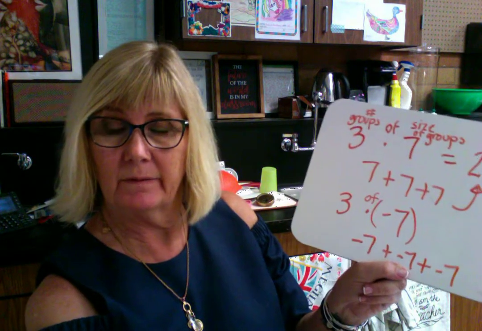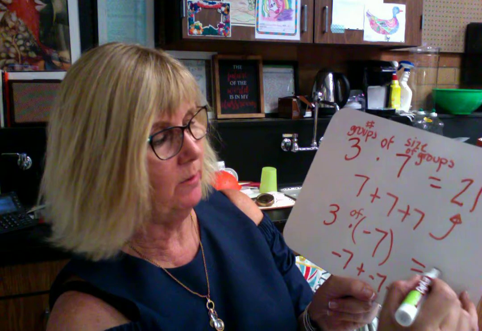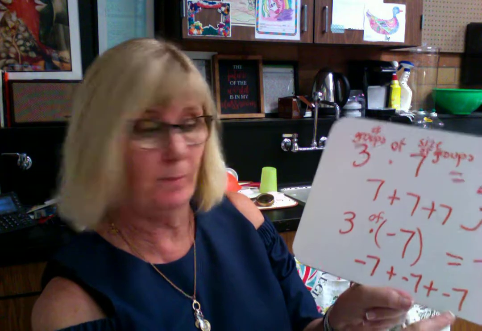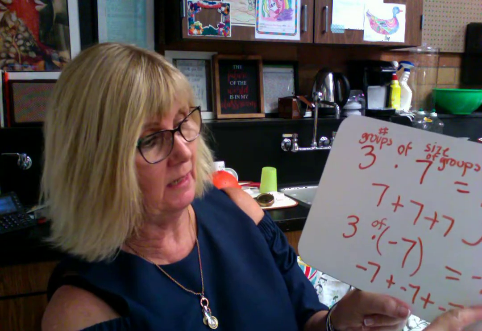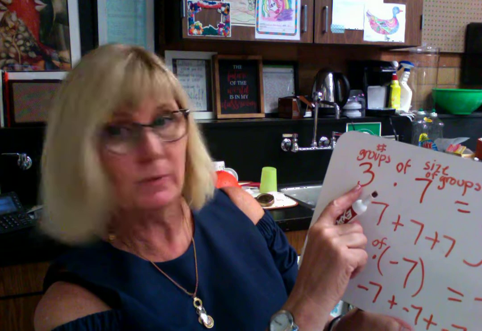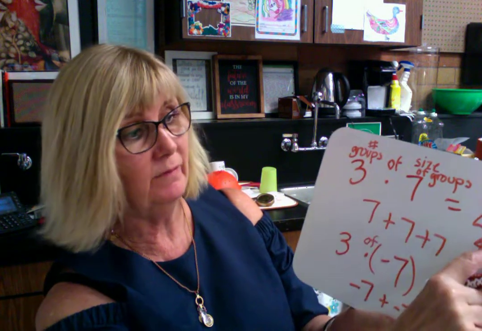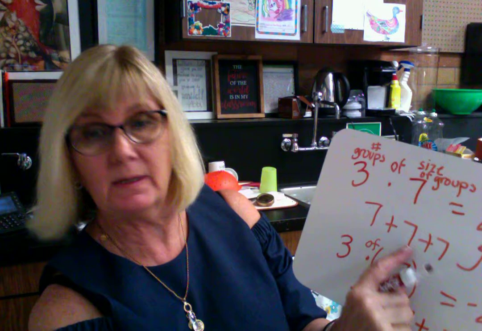And what would I get? Negative 21. So 3 groups of negative 7, I'm just repeatedly adding a negative 7, and I get negative 21. If I'm multiplying 3 groups of 7 that are both positive, I'm going to get 21 because it's 7 plus 7 plus 7.